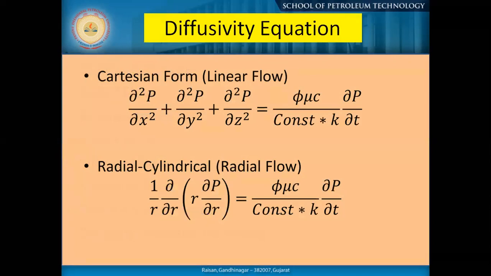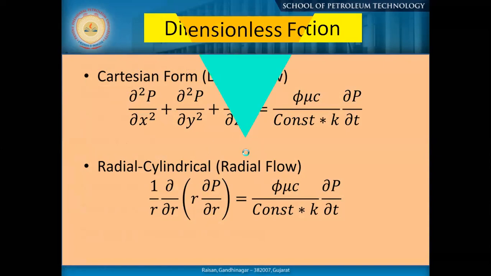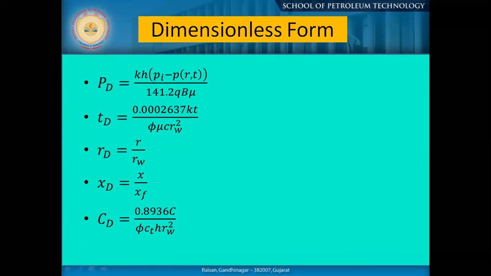Then if I give you the formulations, this is in the Cartesian form, and this is the cylindrical radial diffusivity equation. We have seen the solution of the diffusivity equation earlier. Here are the relations between the dimensionless values: dimensionless pressure with field pressure, dimensionless time with the measured field time, and dimensionless radius with the relation between the radius of the reservoir or study radius and the wellbore radius.